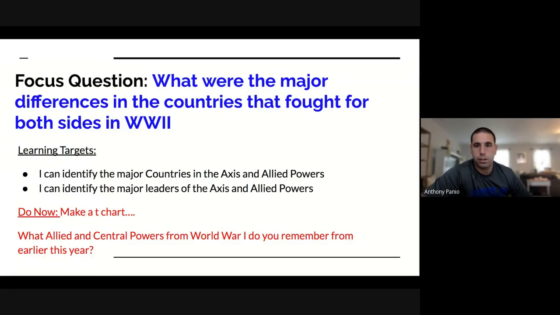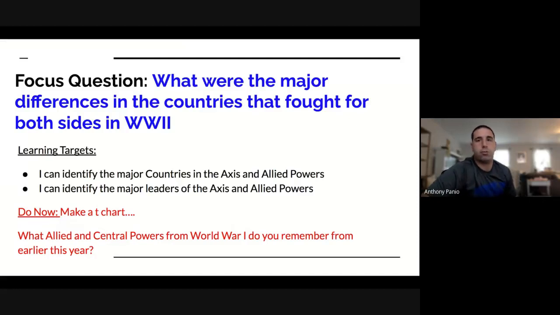If you want, in the chat right now, please let me know any Allied power countries that you remember. USA was one, absolutely. We were an Allied power. France was another, excellent. The UK, excellent. And there's one more big one. Russia, very good, guys. So now we have the United States, France, United Kingdom, and Russia. And of course, there were many more countries, but those are the 4 major ones.